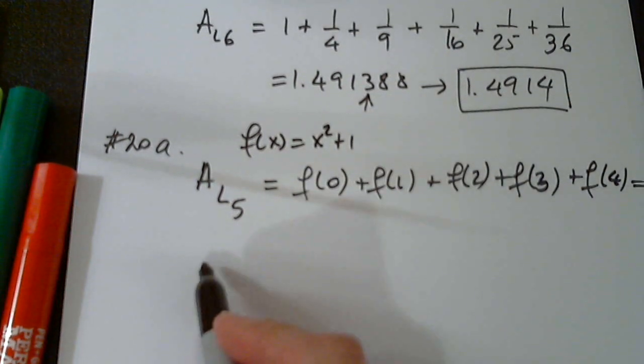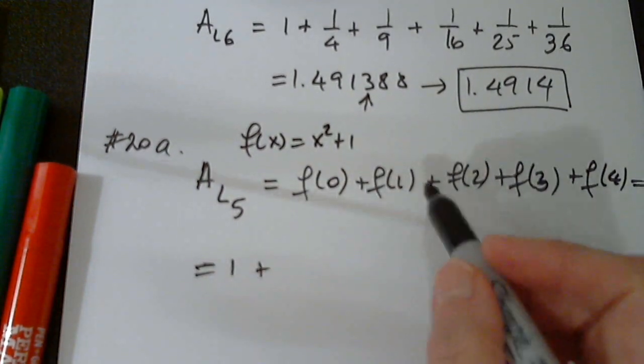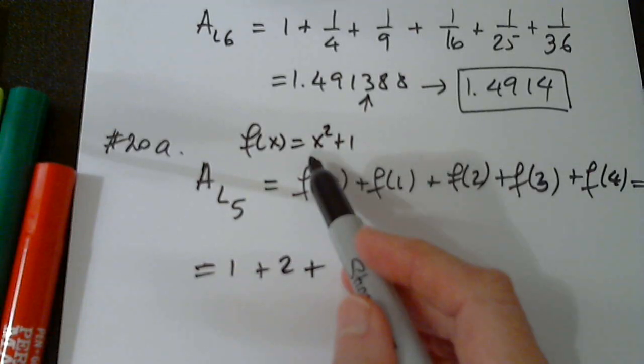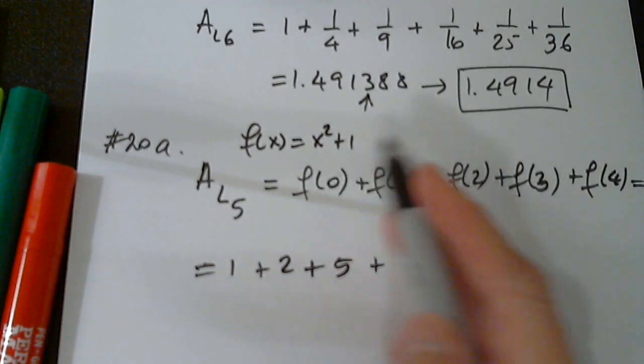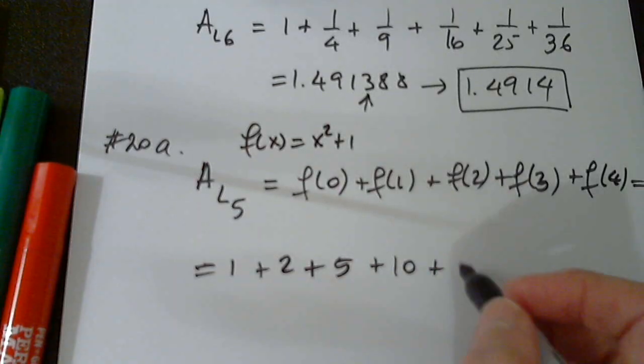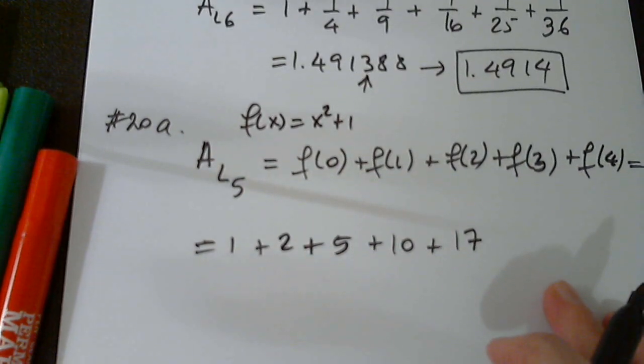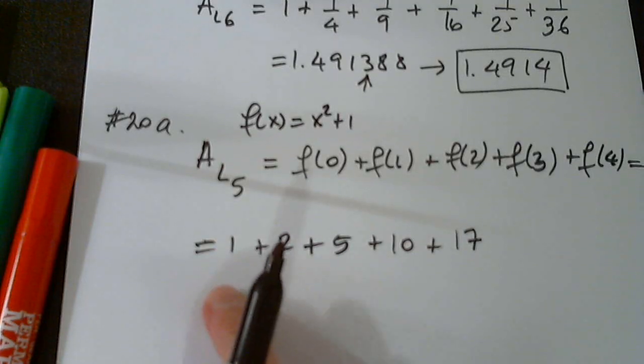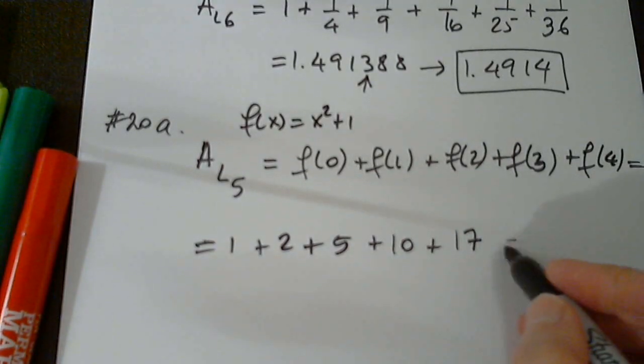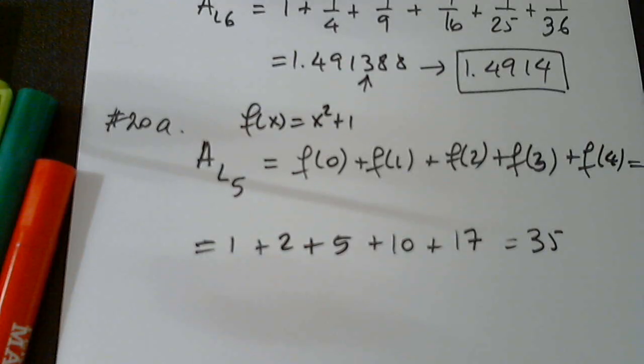So then f of 0 is 1 plus f of 1 is 2 plus f of 2 is 5 plus f of 3 is 10 plus f of 4 is 17. So 17 plus 3 is 20, 30, 35, which we did. A similar situation. We had a similar situation last time, of course. How are we feeling about this now? Is this okay?